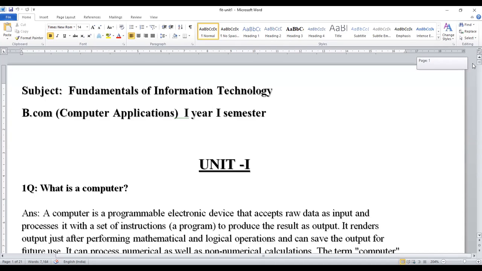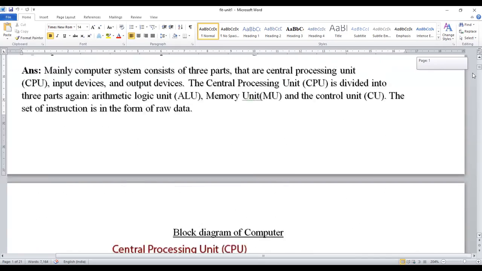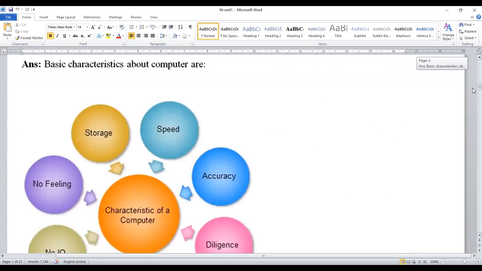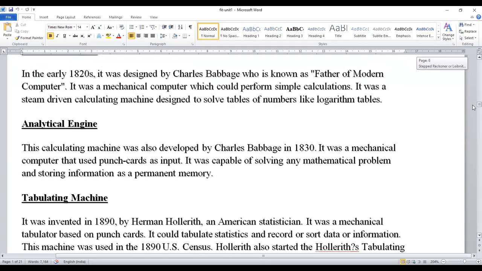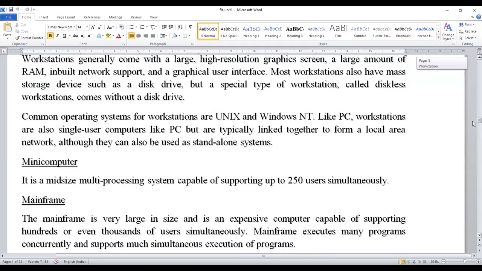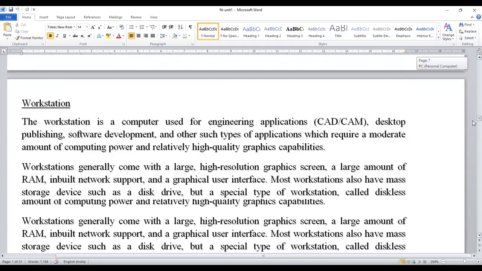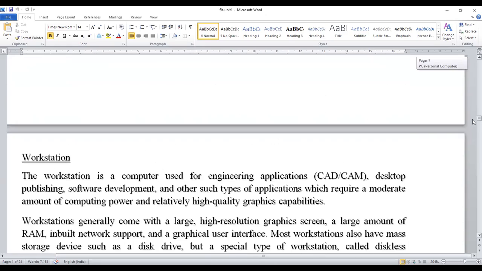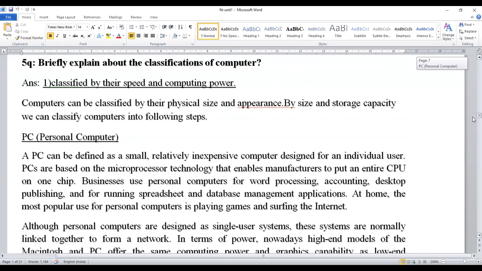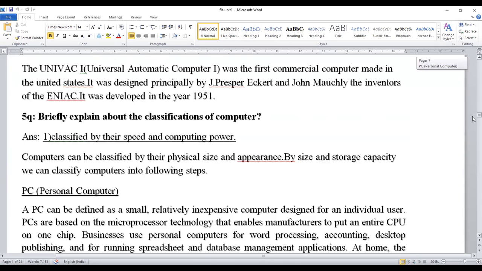Good morning, everyone. We are going to start the subject Fundamentals of Information Technology. So far we have completed many topics, including the history of computers. Now we are going to start a new topic. Briefly explain about the classification of computers. So today's topic is classifications of computers.